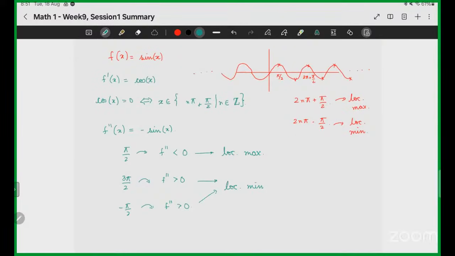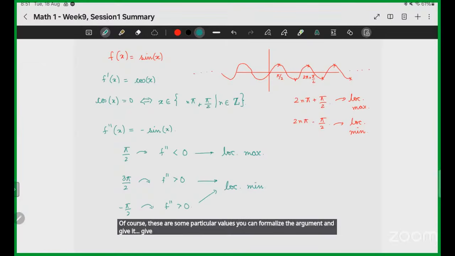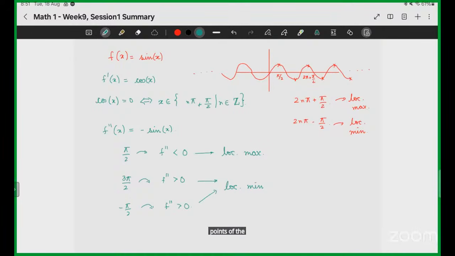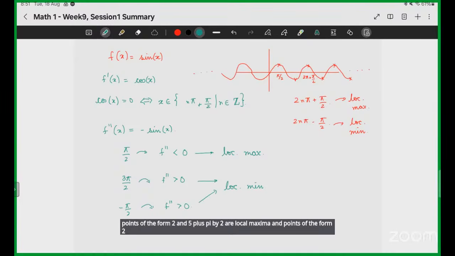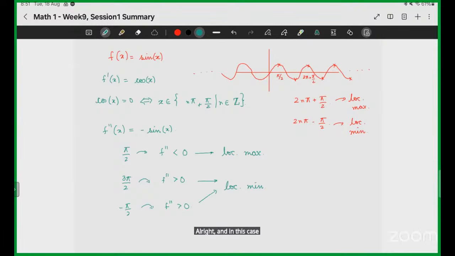Of course, these are some particular values. You can formalize the argument and give the same argument to say that points of the form 2n pi plus pi by 2 are local maxima, and points of the form 2n pi minus pi by 2 are local minima. All right. And in this case, the derivative test is successful. It gave us full information about all points.